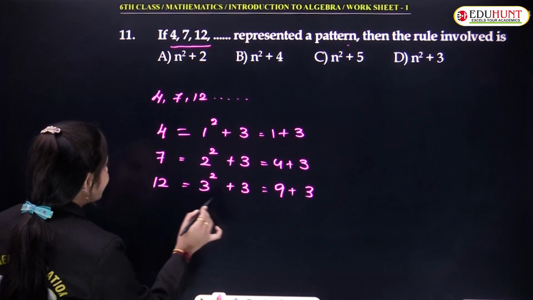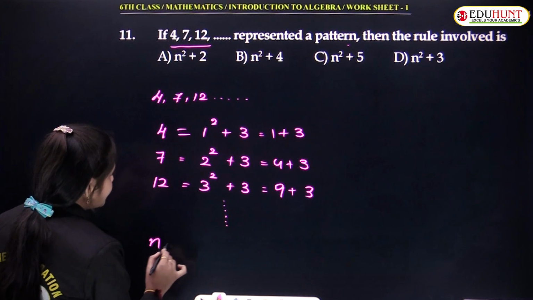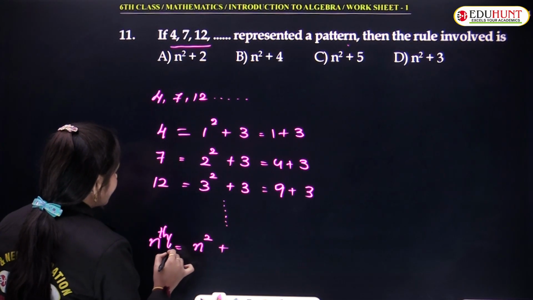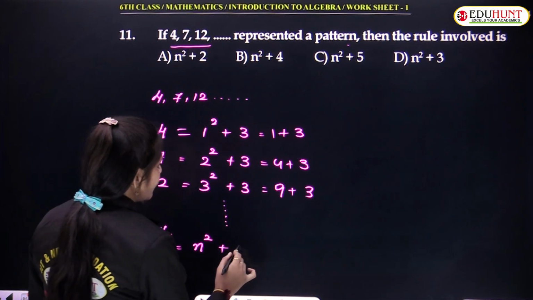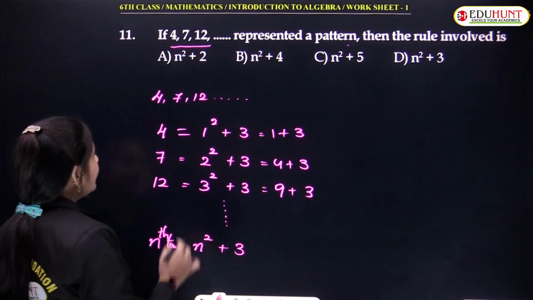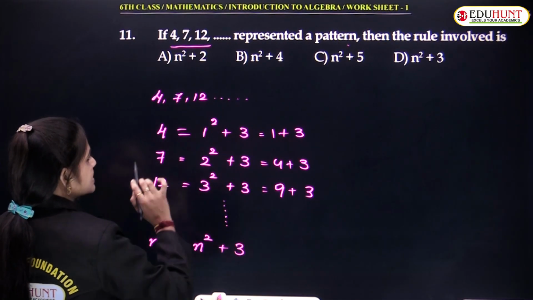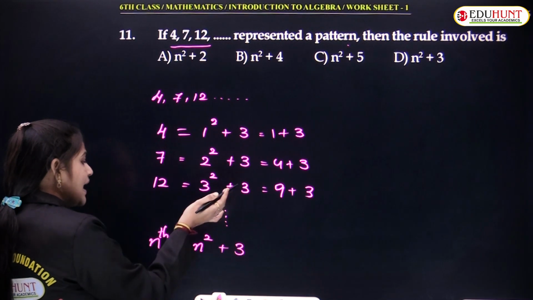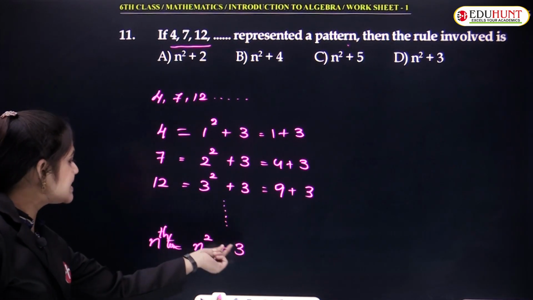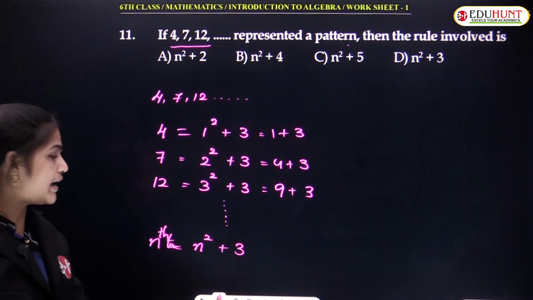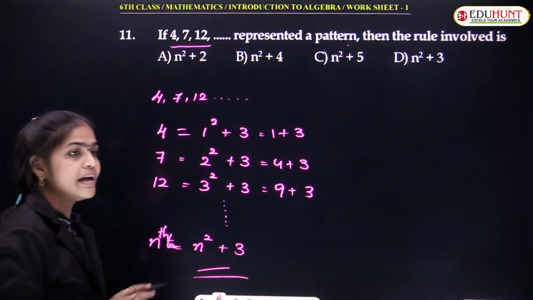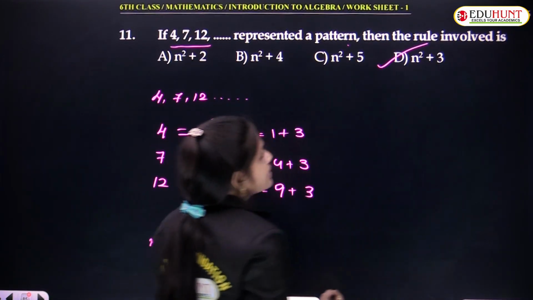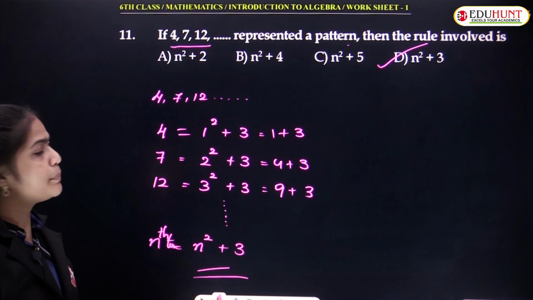Now the nth term is n square plus 3. The first term is 1 square plus 3, the second term is 2 square plus 3, the third term is 3 square plus 3 and so on. The nth term is n square plus 3. Understood? Finally, what rule does it follow? n square plus 3. Where is it? Here, option D, n square plus 3.